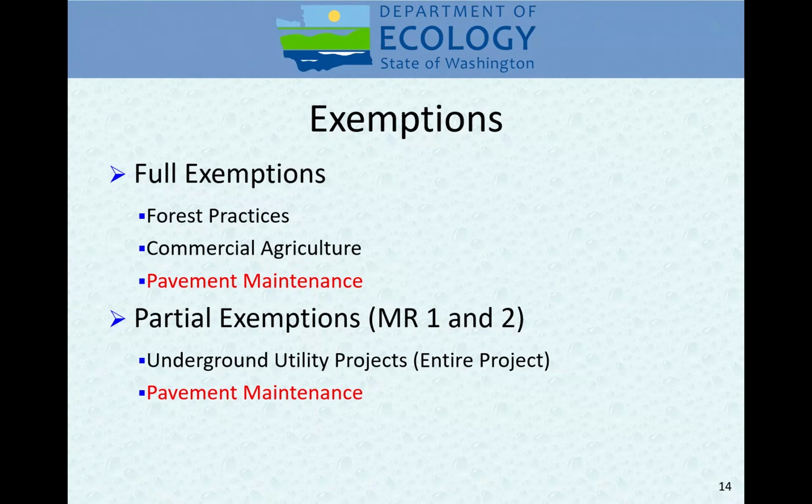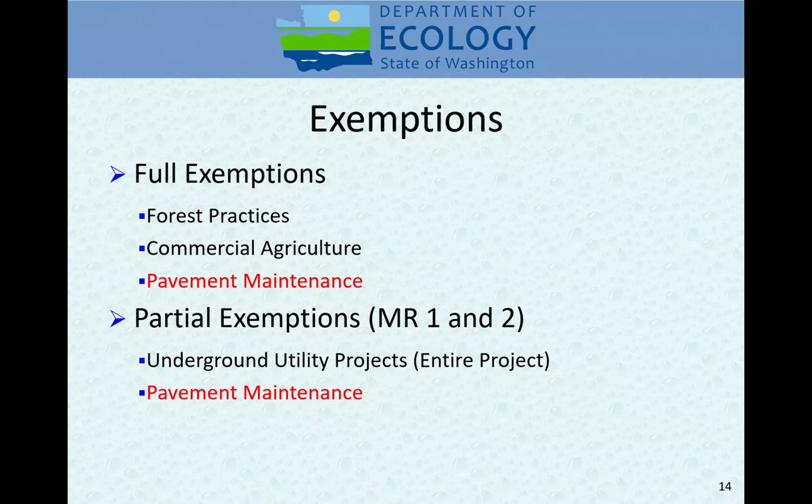The reason those have full exemptions is because there are other rules. There are WACs and other entities that are giving them permits. And there's no reason for our municipal permit to jump in there and interrupt what they're doing. So those practices are taken care of completely under a separate permit. And there are some full exemptions for some pavement maintenance activities. And there are partial exemptions for some pavement activities and underground utility projects.